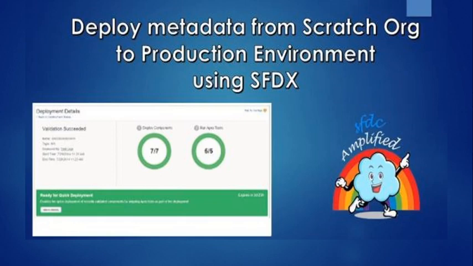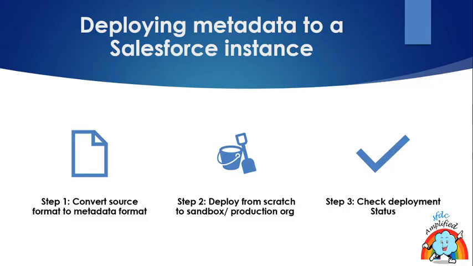In this chapter, we will be learning to deploy metadata from scratch org to the production or sandbox environment using sfdx. So the agenda is that we will be learning to deploy metadata to a Salesforce instance. To understand better, basically the scratch org does not have the package.xml. We don't need that. But once we are installing from the scratch org to a non-scratch org, at that time we need to have the package.xml to convert the metadata format.